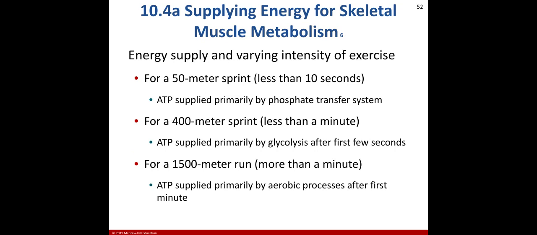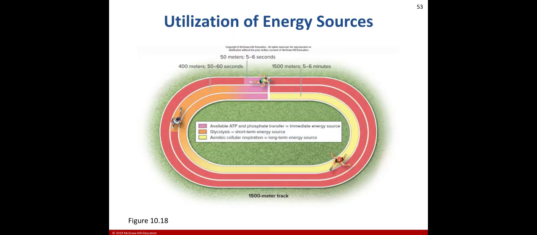So how much energy are we even making here? If you're trying to run a 50 meter sprint, less than 10 seconds, that ATP is mostly made by transferring that phosphate from the creatine. If you're trying to do a 400 meter sprint, about a minute or less, that is going to be glycolysis after the first few seconds. If you're trying to run more than a minute, like maybe a mile, that is going to need ATP made primarily by aerobic processes after the first minute. And here is just a cute little diagram of a track showing you how you are getting this energy to your muscles.